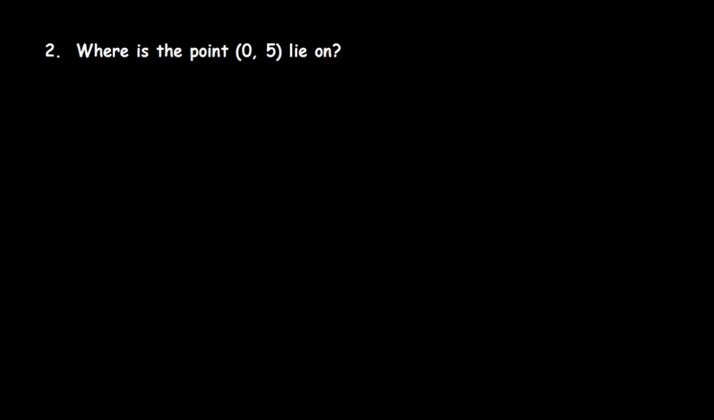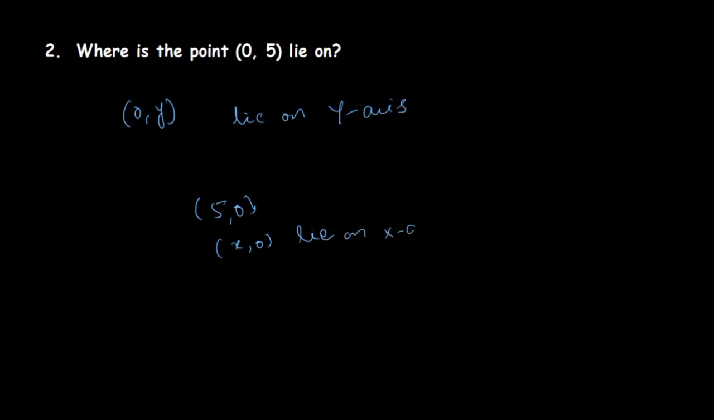Where does the point 0, 5 lie on? So 0, 5 is a point. This is like 0, y. So this 0, y is a point that lies on y-axis. And for suppose the question is like 5, 0. It's like x, 0. It lies on x-axis.